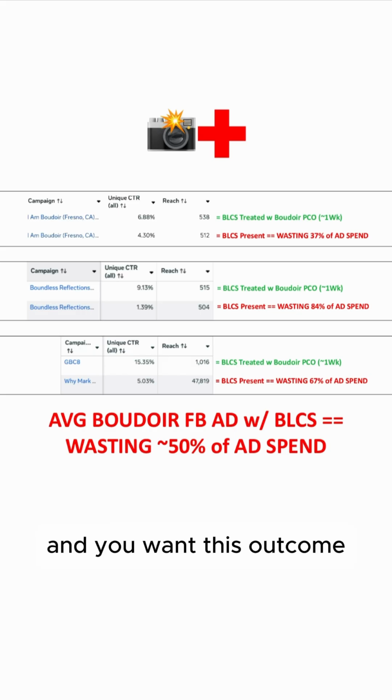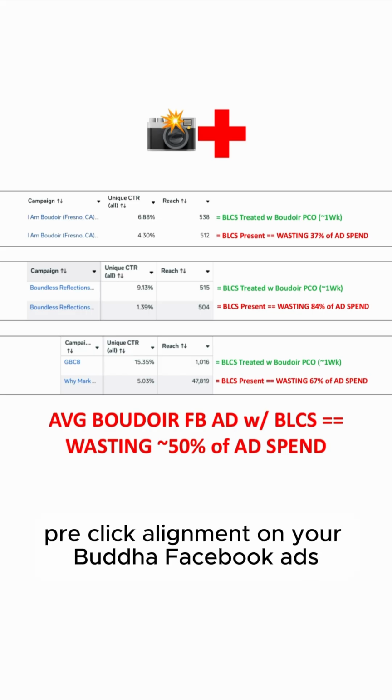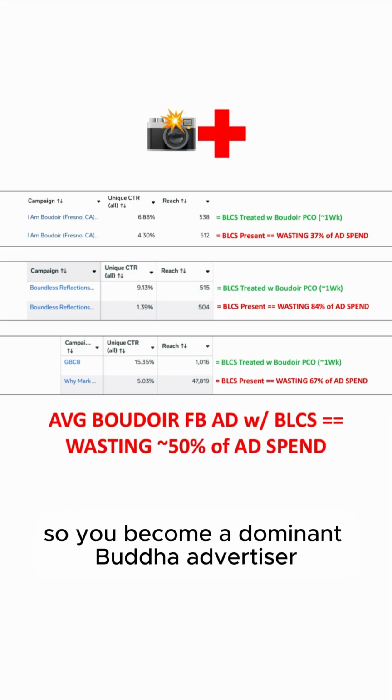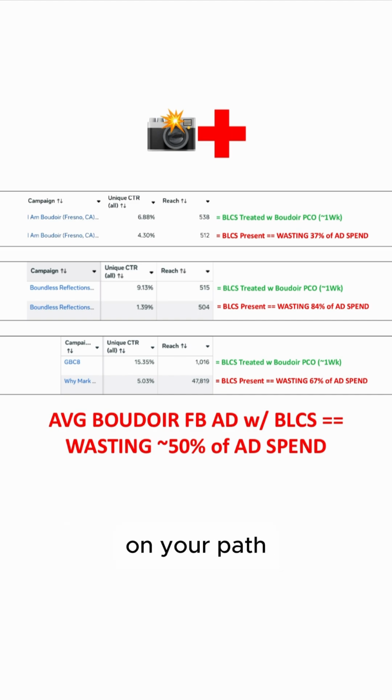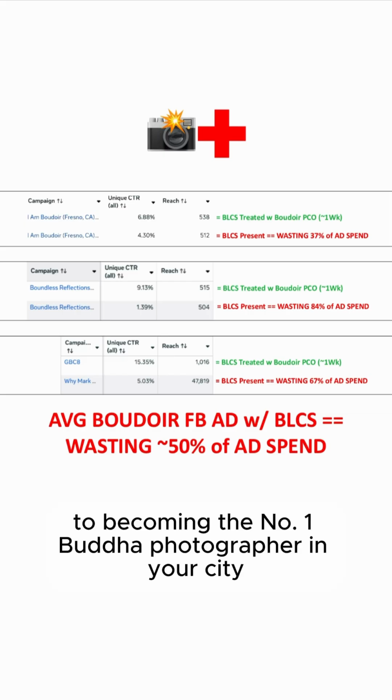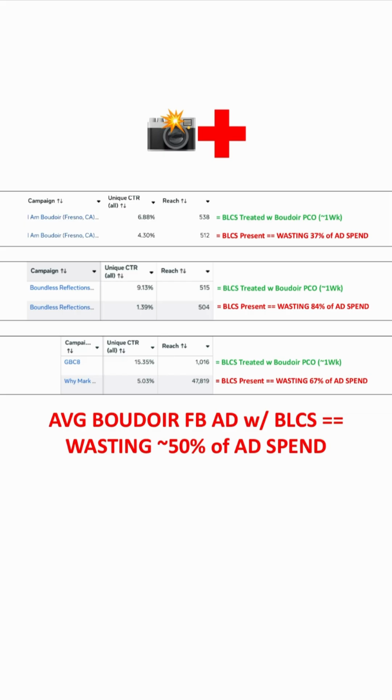And you want this outcome, you want to achieve pre-click alignment on your Boudoir Facebook ads. So you become a dominant Boudoir advertiser with Boudoir Brain Entry Boost because you know you need this on your path to becoming the #1 boudoir photographer in your city.